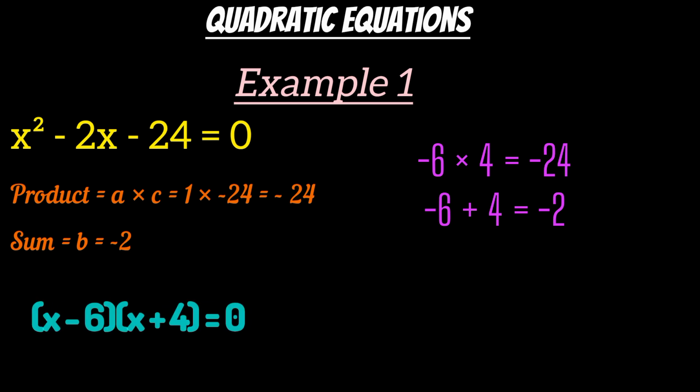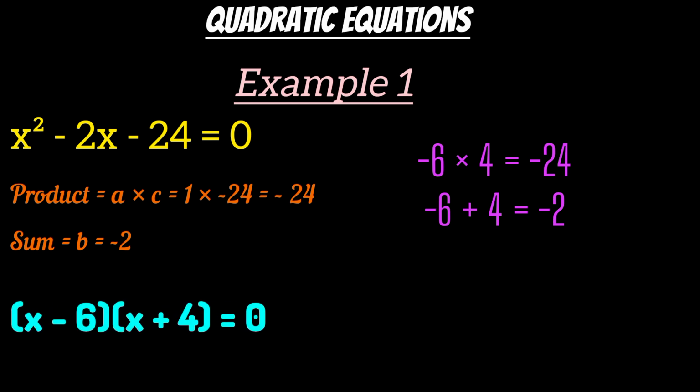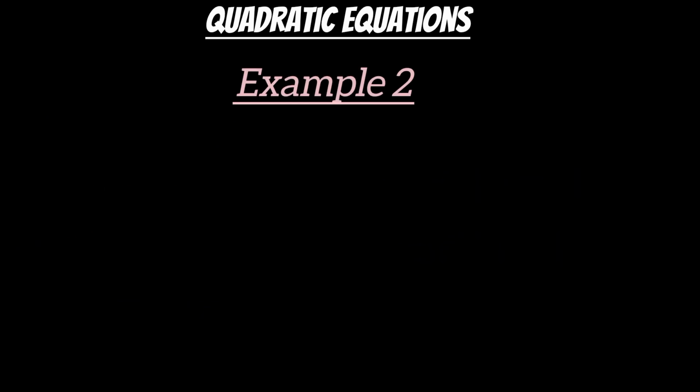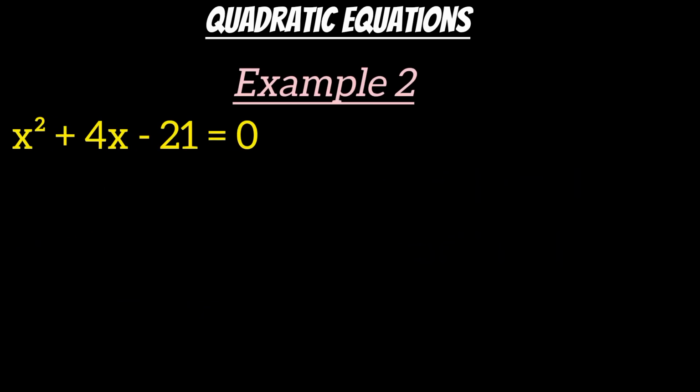Therefore, this shall be (x minus 6)(x plus 4) is equal to 0. We solve each bracket separately, and we shall have x is equal to 6 and x is equal to negative 4. Example 2, x squared plus 4x minus 21 is equal to 0.